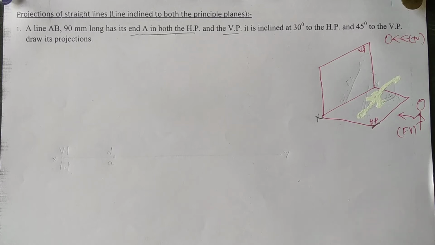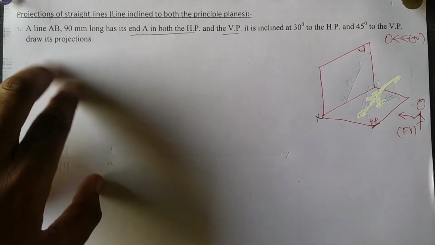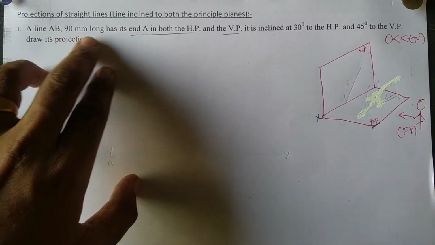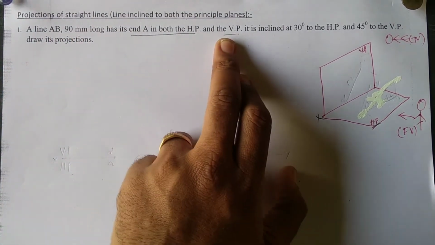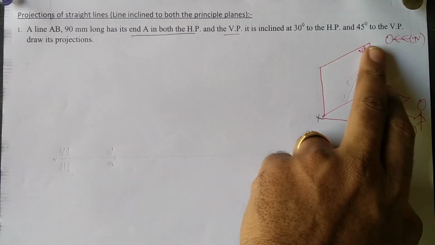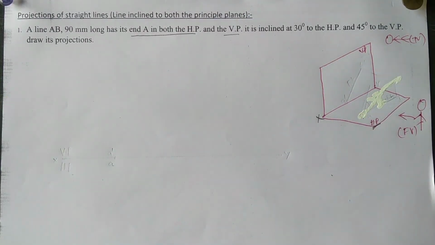Hello students, in the present video I am going to explain the straight line which is inclined to both the reference planes or principal planes. So in the present video, we go with the question: a line AB 90 mm long has its end A in HP and VP. It is inclined at 30 degrees to HP and 45 degrees to VP, draw its projections.